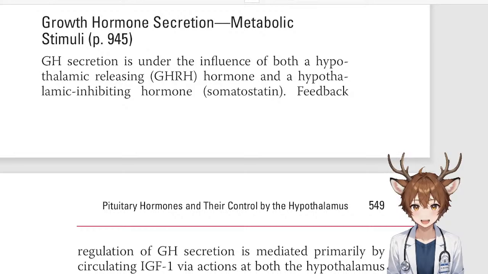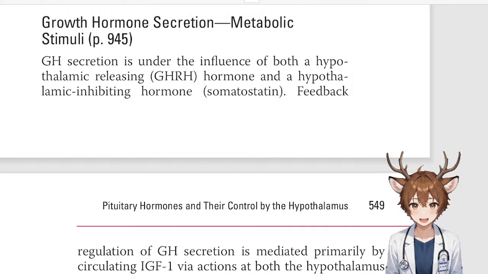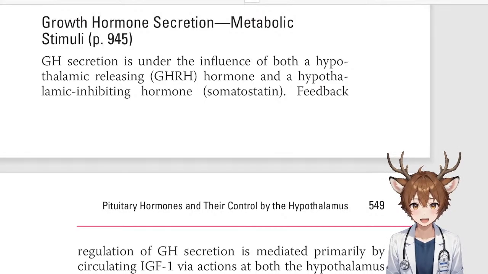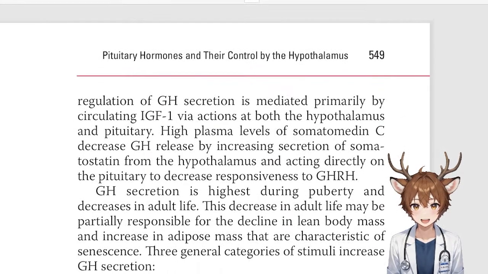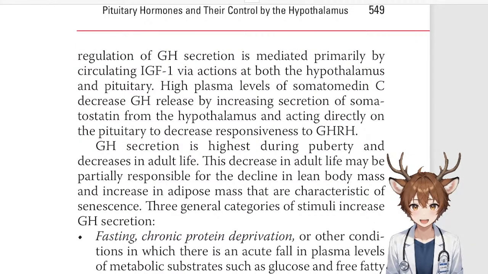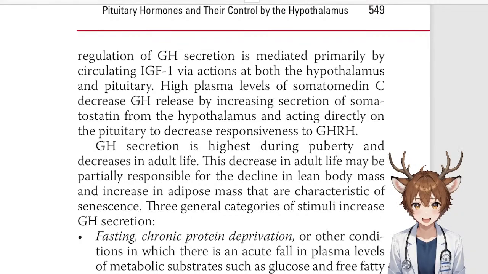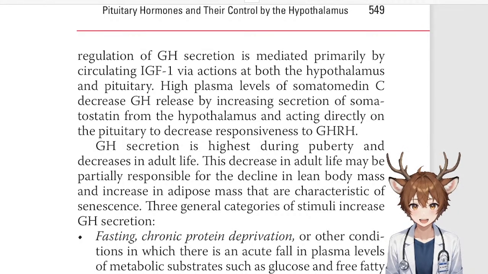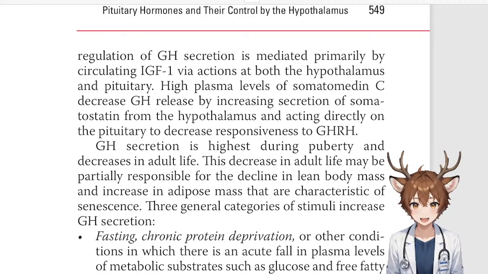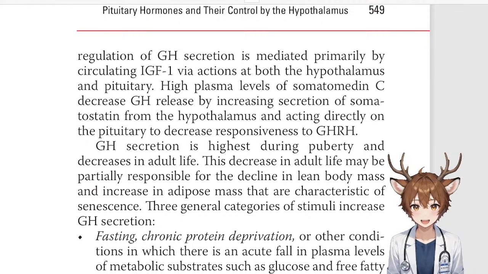Growth hormone secretion, metabolic stimuli. Growth hormone is under the influence of both a hypothalamic releasing hormone, GHRH, and a hypothalamic inhibiting hormone, somatostatin. Feedback regulation of growth hormone secretion is mediated primarily by circulating IGF-1 via actions at both the hypothalamus and the pituitary. High plasma levels of somatomedin C, again IGF-1, decrease GH release by increasing the secretion of somatostatin from the hypothalamus and acting directly on the pituitary to decrease the responsiveness to GHRH.